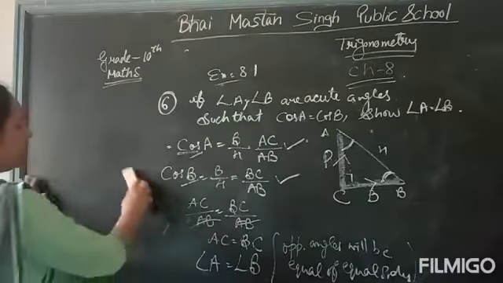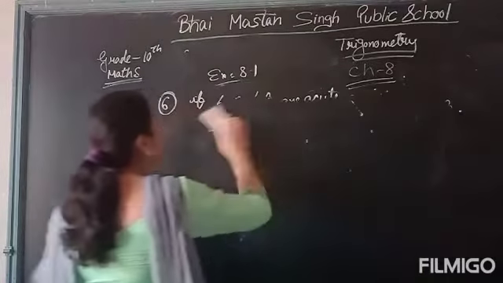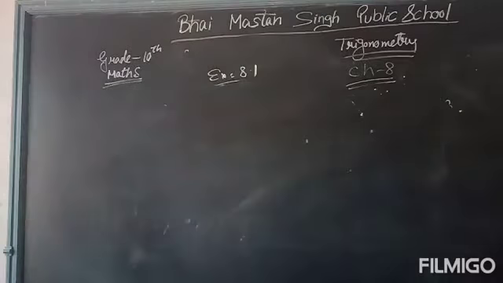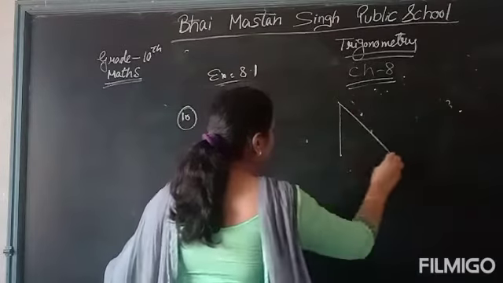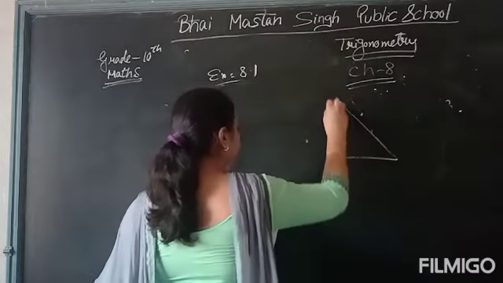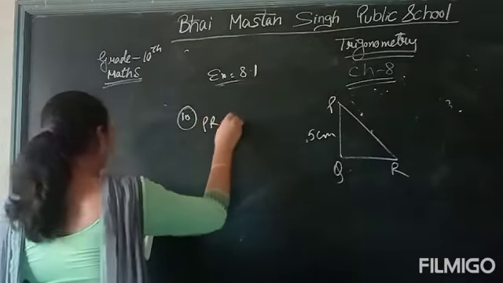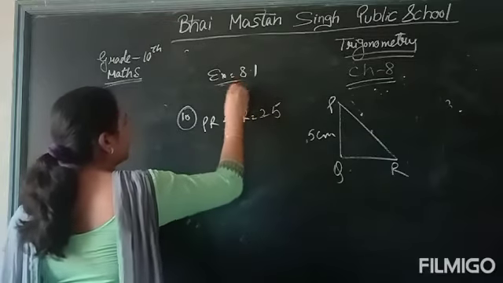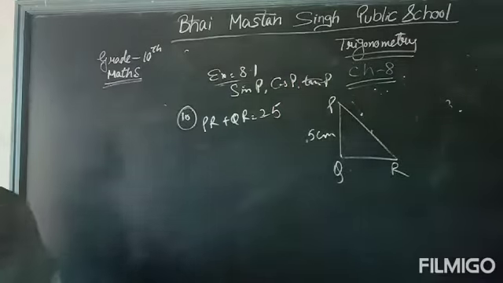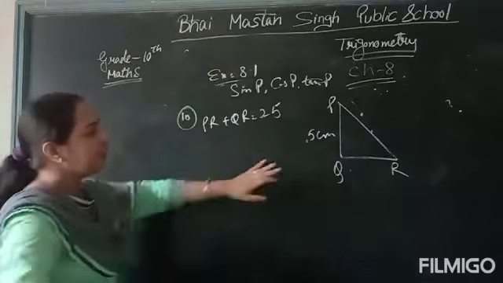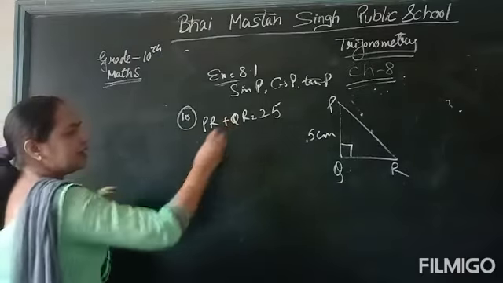Now we will do question number 10. Questions 7, 8, 9 you will solve by yourself. They are simple and you can solve them very easily. In the 10th question they have given a right angle triangle, right angle at Q, and PQ is given as 5 cm. PR plus QR is equal to 25. I have to find out sin P, cos P and tan P. So firstly see this one. This is a right angle triangle. PQ they have given 5. Other two sides' sum they have given.